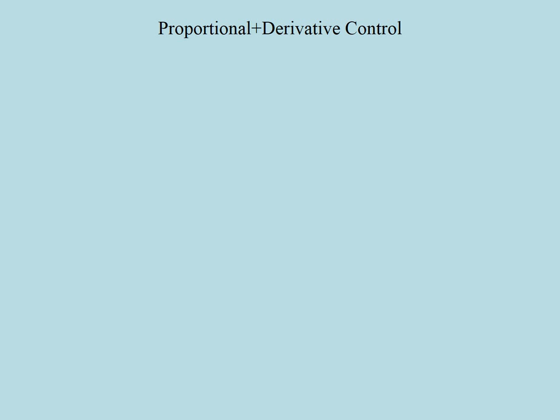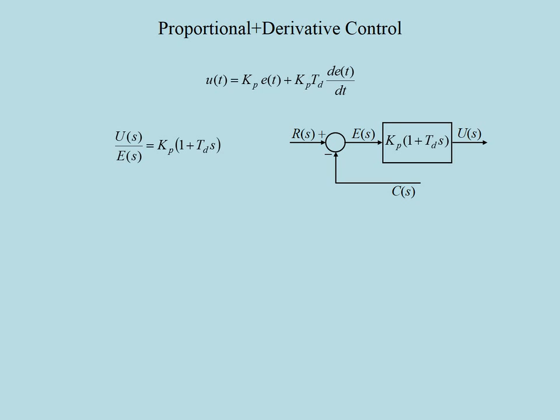You can also apply derivative action as combined with the proportional one. Again, the standard notation is such that the proportionality constant of the derivative action is written as Kp times Td. Therefore, the transfer function of the controller is Kp multiplying 1 plus Tds, which corresponds to a block diagram as here. Note that this transfer function is not proper, so the implementation of an ideal derivative action is not possible in practice. It can only be approximated.